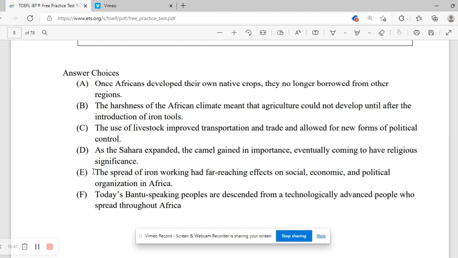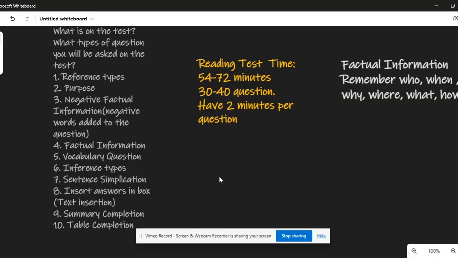What I'm trying to explain is that in today's lecture I have made you familiar with all the types of questions that you will be asked. That is really important. If you don't know what types of questions you are going to face, you will be nervous.